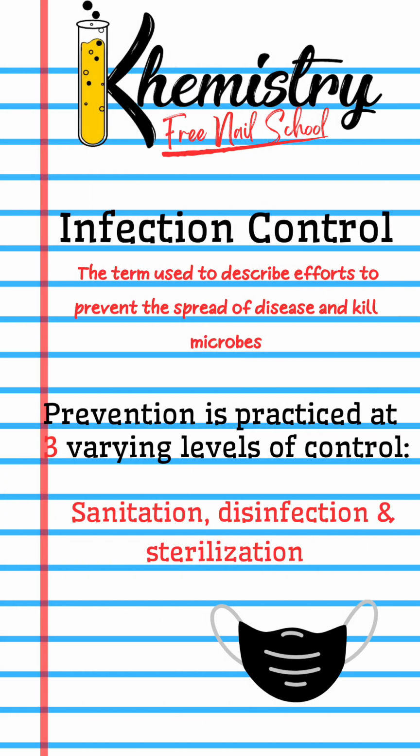So as we know, microbes are everywhere, including the air around us. So infection control requires close attention. But what is infection control? It is the term used to describe efforts to prevent the spread of diseases and kill microbes. This is practiced at 3 varying levels of control. This is through sanitation, disinfection, and sterilization, and we're going to take a look at each one.